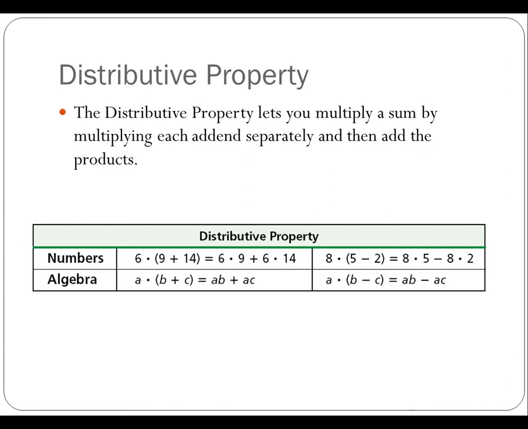The distributive property lets you multiply a sum by multiplying each addend separately and then add the products.